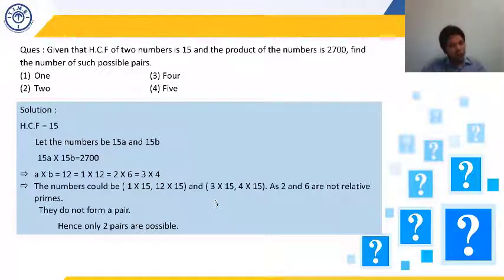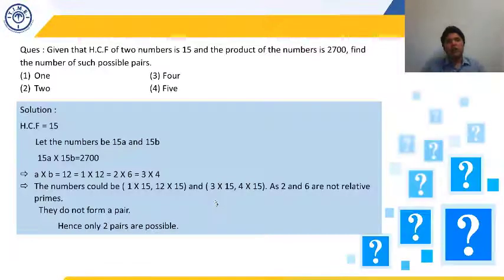But the 2 into 6 case will be rejected because A and B are co-prime, and in 2 and 6, 2 is common between both of them. So our HCF will change. So only two pairs are possible. 15 into 1, 15 into 12 is one pair. 15 into 3, 15 into 4 is the second pair. So two pairs are possible. The answer here is option 2, two pairs are possible. I hope it is clear to everyone.